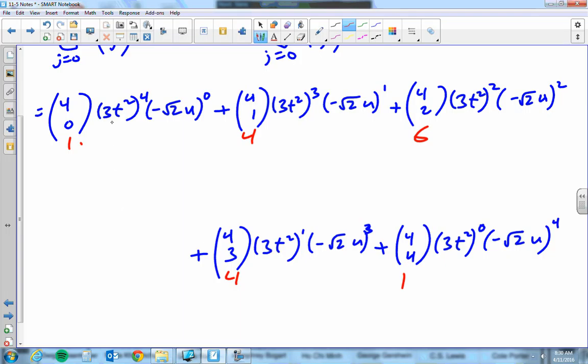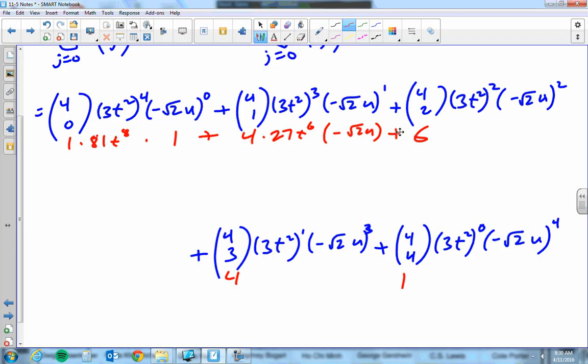And then let's just go through it. 3 to the power of 4 is what? Good. So it's 81 t to the power of 8. Because when you raise to the power, the shortcut is to multiply exponents. And then the power of 0 is 1, so that's just 1. Right? And then here's 4 times 27 t to the power of what? And then negative square root of 2 times u.